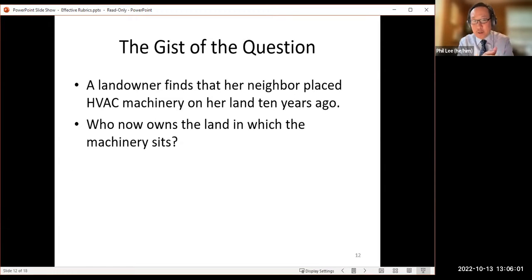And here's the gist of the question. We saw multiple paragraphs, but here's very simply what's going on. A landowner finds that her neighbor placed HVAC machinery on her land 10 years ago. The big question for this essay writing practice is, who now owns the land in which the machinery sits? If you understand the rule, you're going to connect these facts to adverse possession. Then my expectation is my students will apply the adverse possession framework, COHE. Next slide.